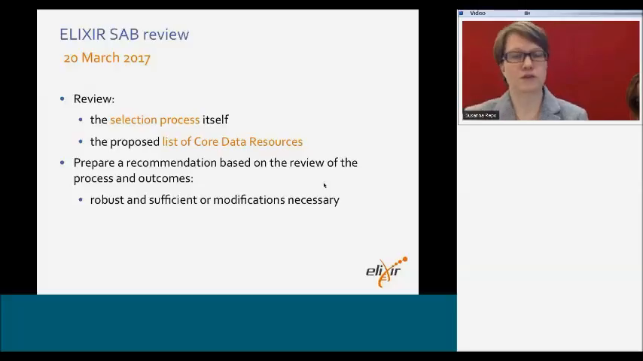The proposed list of core data resources, not candidate anymore at that point. And then we have asked the ELIXIR SAB to prepare a recommendation based on their review, and this recommendation, most importantly, will need to include a review of the process, whether it's robust and sufficient, or if modifications are needed. And the ELIXIR Scientific Advisory Board, like I said, we had a TC with them in October, and they are fully on board with this, and they are happy to do this review for us.